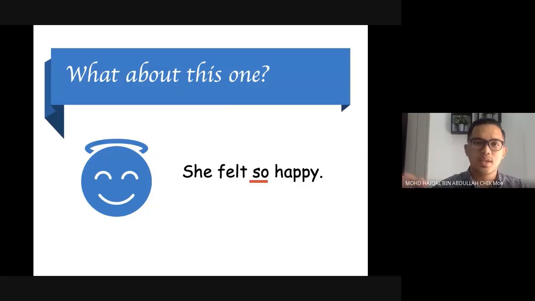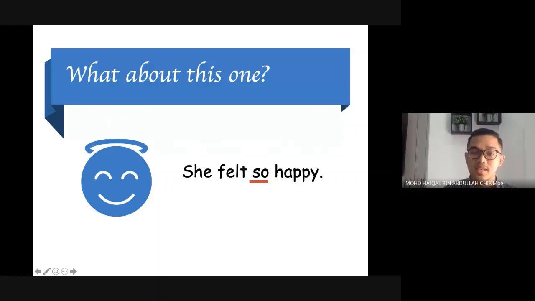All right, what about this one? She felt so happy. My own students always argue with me. So I'm using this word. He felt so excited and all. This is already a compound sentence, right? What do you think? She felt so happy. Is it considered a compound sentence? The word so used in the sentence, does it make the sentence a compound sentence?